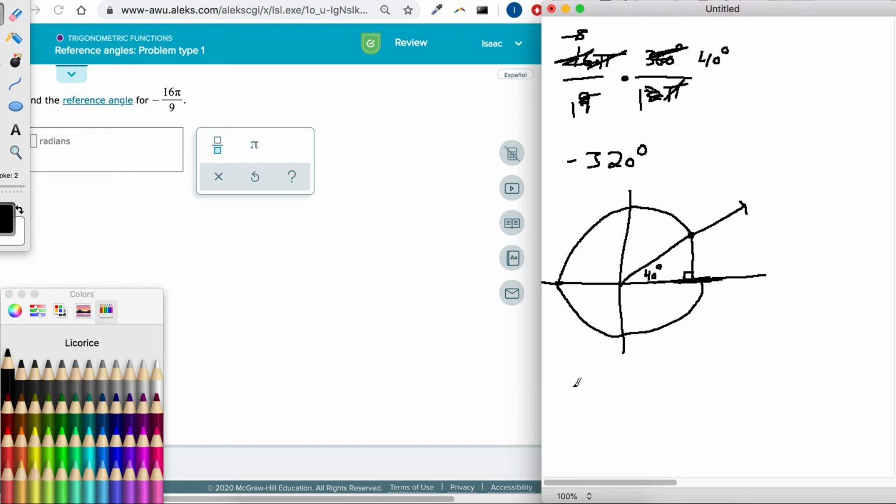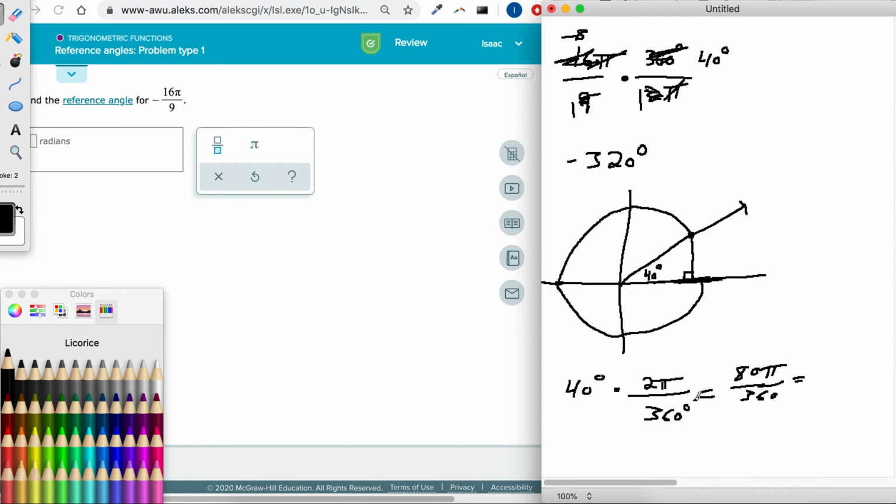But they want the answer in radians, so we're going to take that 40 and we're going to multiply it by that conversion factor again. We need the units to cross simplify, so I'm going to put 2 pi up top and 360 on bottom. So that gives us 80 pi out of 360, which, well, that can simplify.